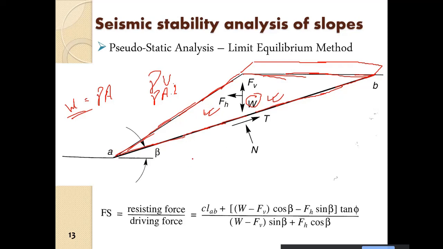Then if there is cohesion, that also we can take into account. We are assuming all of the things here. We are assuming that the soil will fail in this particular manner, and if it fails, then what is the factor of safety?